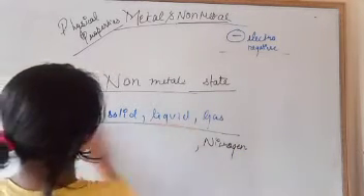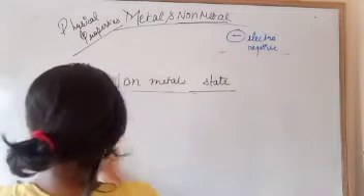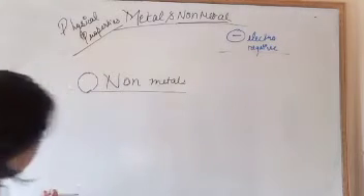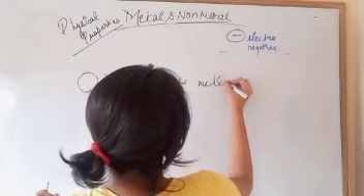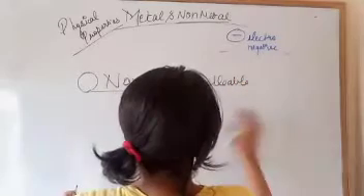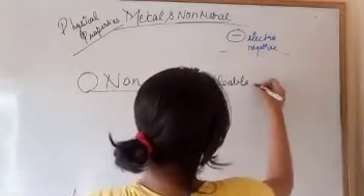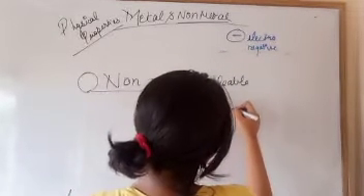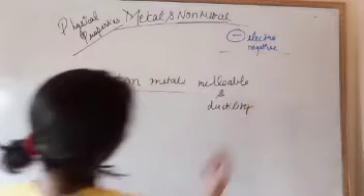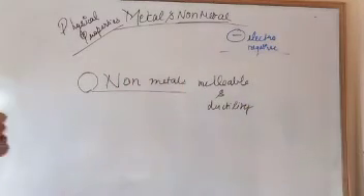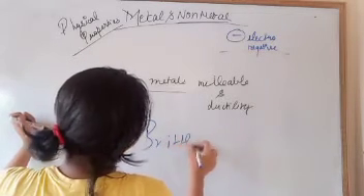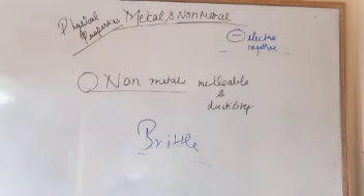And next is malleability and ductility. In my previous video I also told you, due to their weak non-metallic bonds, they do not show malleability and ductility, but they are brittle. The first property I told you. They are brittle, they do not show malleability and ductility.